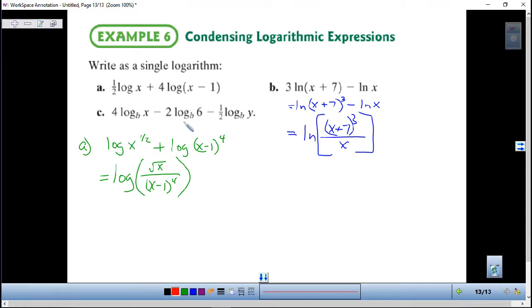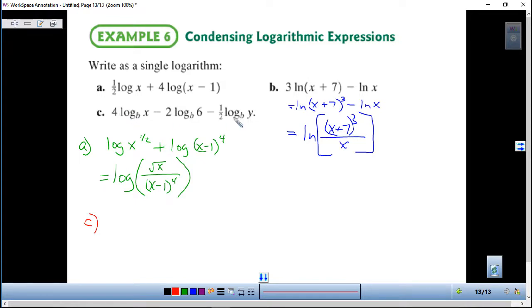All right, and then C, we've got 4 log base b of x minus 2 log base b of 6 minus 1/2 log base b of y. And once again, remember, if these logs are not all the same base, we cannot do this. You need to understand, if those bases are not the same, we cannot use these rules. These rules only apply for logs of the same base.